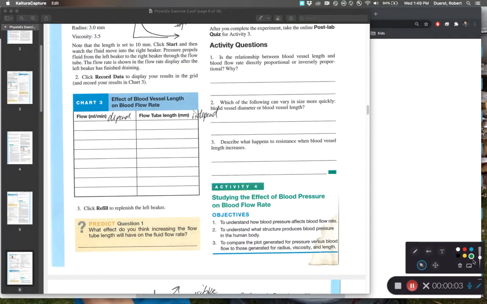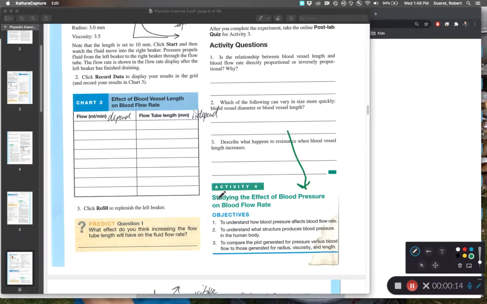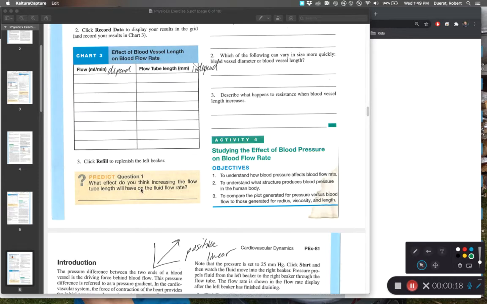Hi class, in this recording we will be focusing on PhysioEx exercise number 5, activity number 4, which is going to look at the effect of blood pressure on the flow rate of blood. So those are the two variables we'll be analyzing in this particular activity.